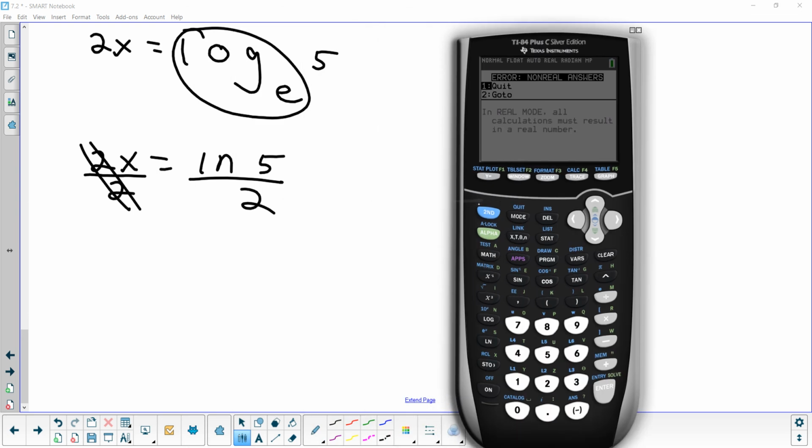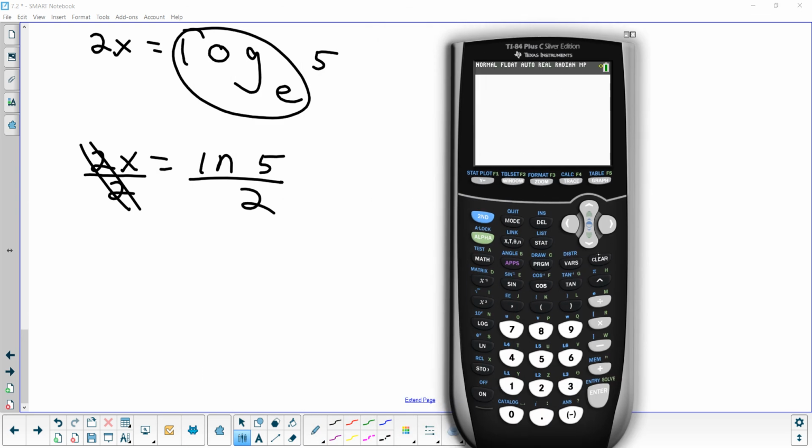Okay, in this case, we will type that in. And here's how you type it in. So we're going to press natural log. Notice it puts a parenthesis. The only thing that I want to take the natural log of is 5. I'm done with the natural log, so I need to close that parenthesis and then hit divide by 2. So the answer there is 0.805.